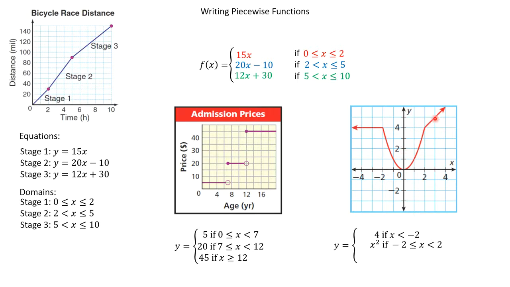Or we can plug in our point. Y minus 4 equals 1 times x minus 2. And then we can distribute there. But either way, we end up with x plus 2 if x is greater than or equal to 2.